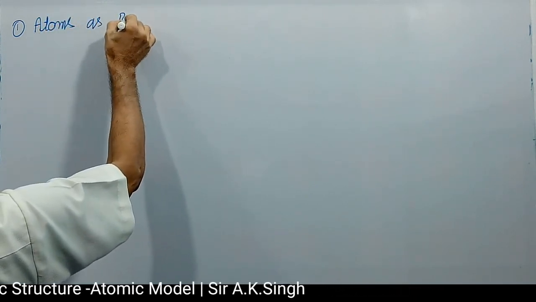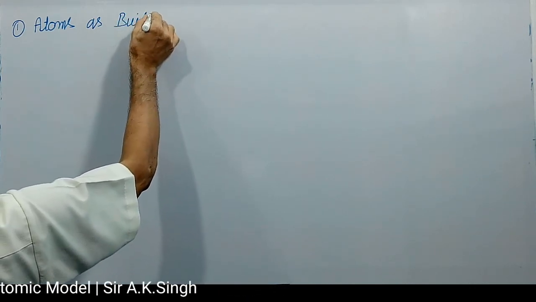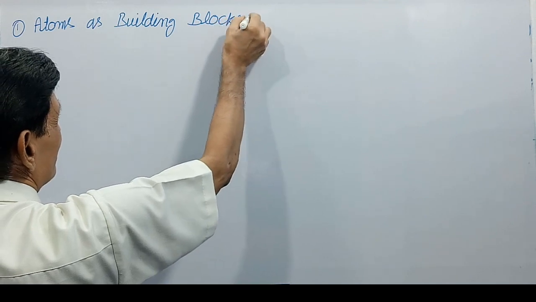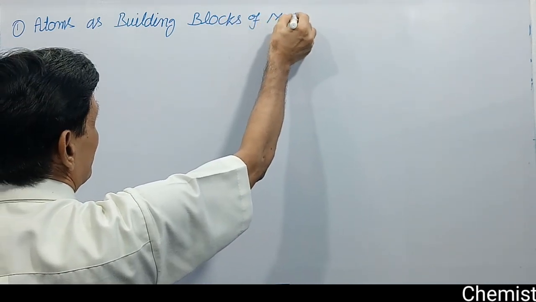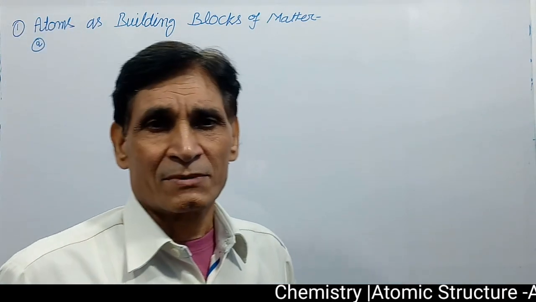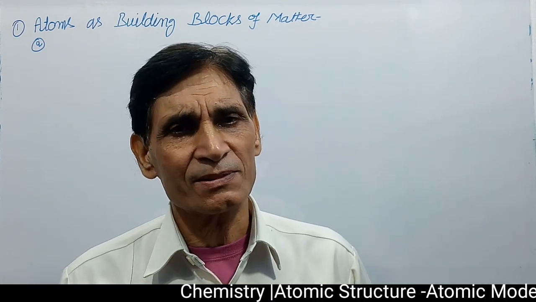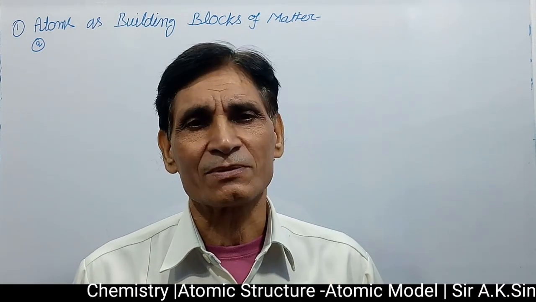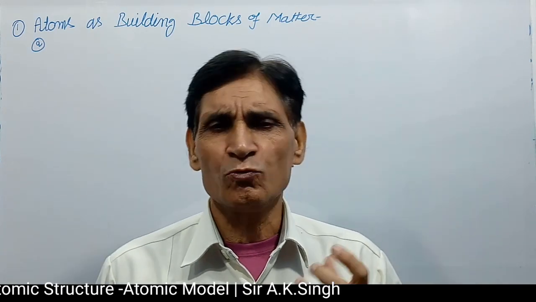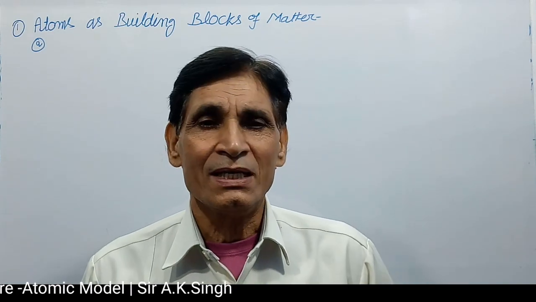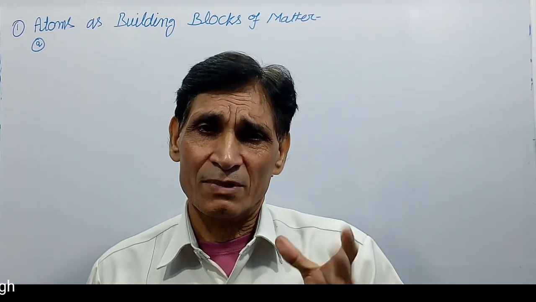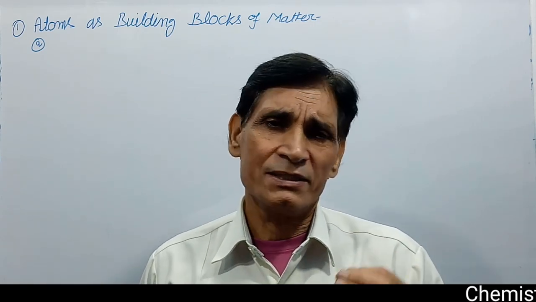Atoms as building blocks of matter. First point, matter is anything that occupies space and has mass and can be perceived by our physical senses. Now, in the universe, anything which occupies space, which has mass, that is a matter. Then electron, proton, any extremely small particle also, atoms, molecules, all these elements, compounds, all these are matter.